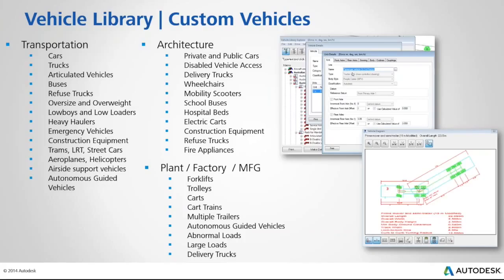You can see in our transportation space, we can look at things like low loaders, heavy haulers, aeroplanes, helicopters, delivery trucks, right through our architecture space where we can start to look at delivery trucks, wheelchairs, mobility scooters, even down to refuse trucks. And it can even be used in the plant and manufacturing space where we can start to look at swept paths of forklifts and autonomous guided vehicles. So we're really catering for any vehicle that promotes steered movement.